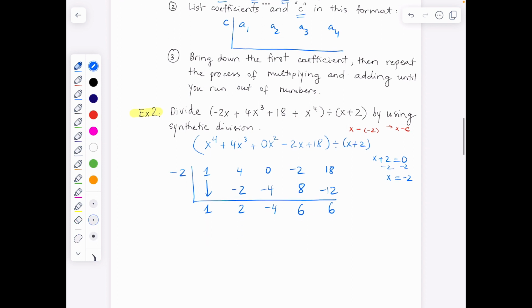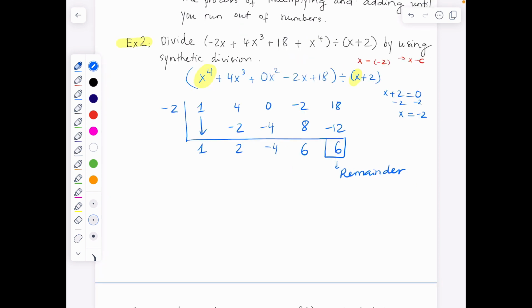So how do we determine the quotient and the remainder? I can tell you that this last constant here is always the remainder. Sometimes it's 0, sometimes it's different from 0. The quotient is actually right here without the variables.